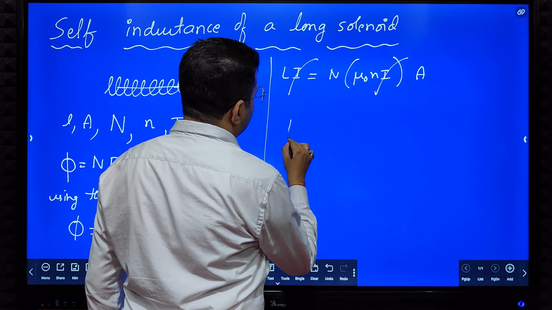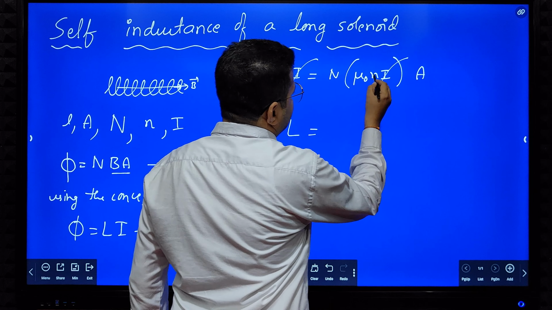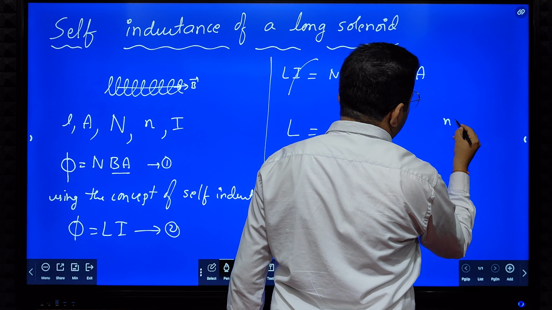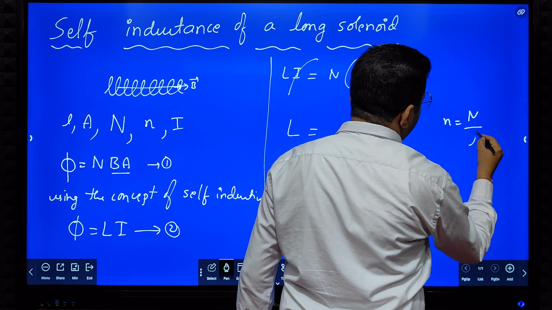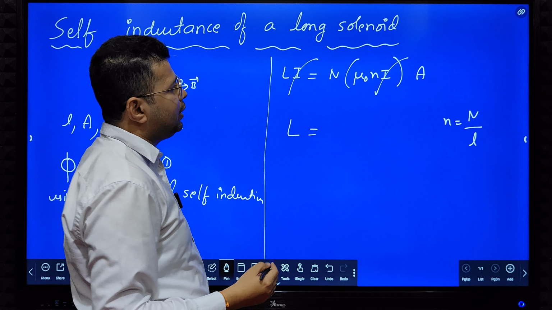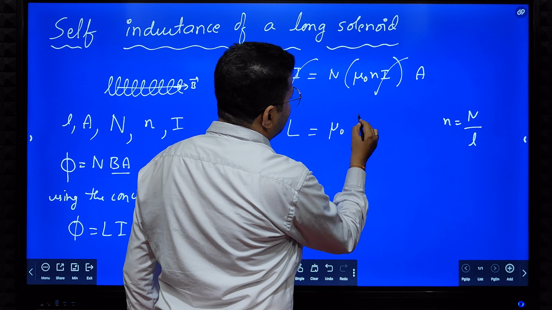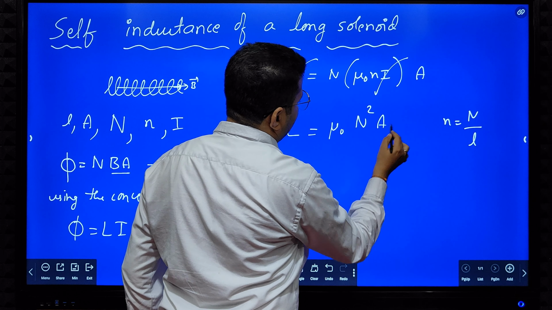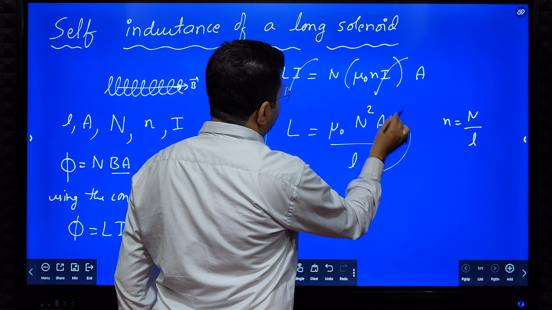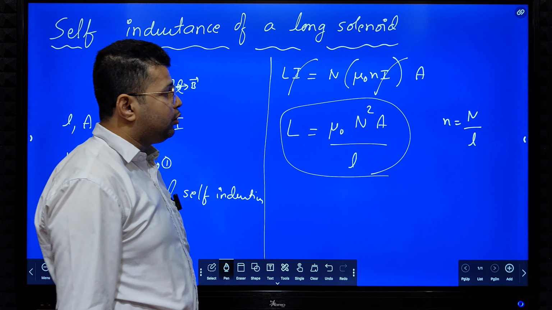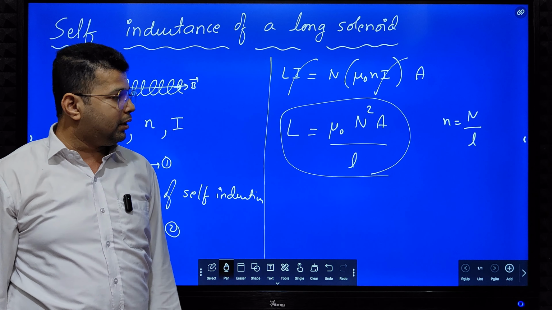Then I get L is equal to, now what is the small letter n? Small letter n is equal to number of turns per unit length, N by L. So I'll write mu naught into n square into A divided by L. Self-inductance of a solenoid, L is equal to mu naught into n square A divided by L.